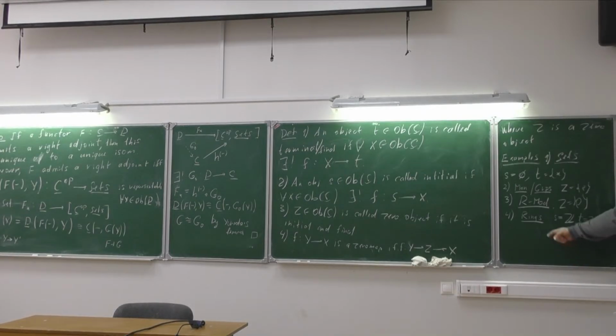And for example, if you take a category without the zero ring, you always assume that in any object in your category, zero is not the same as one, which is usually what people do in algebra. Usually rings are not zero rings. Then in this category, there is no terminal object.